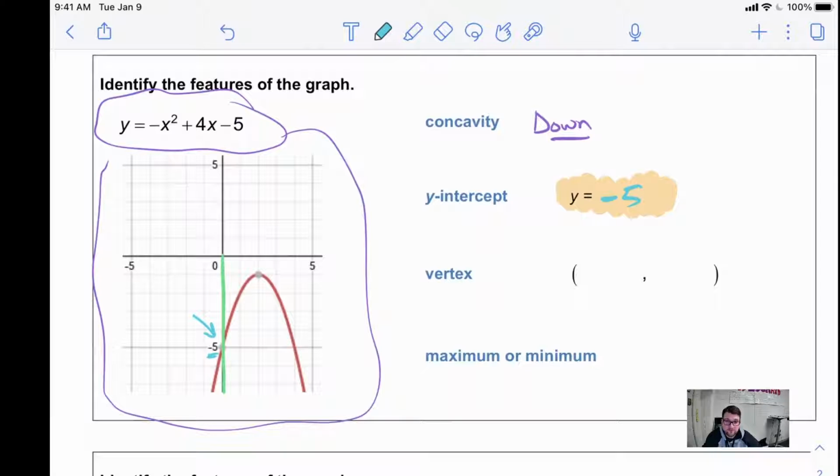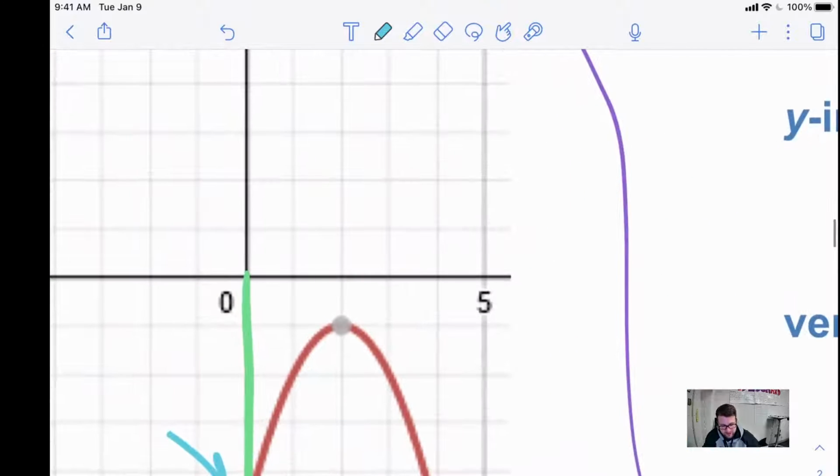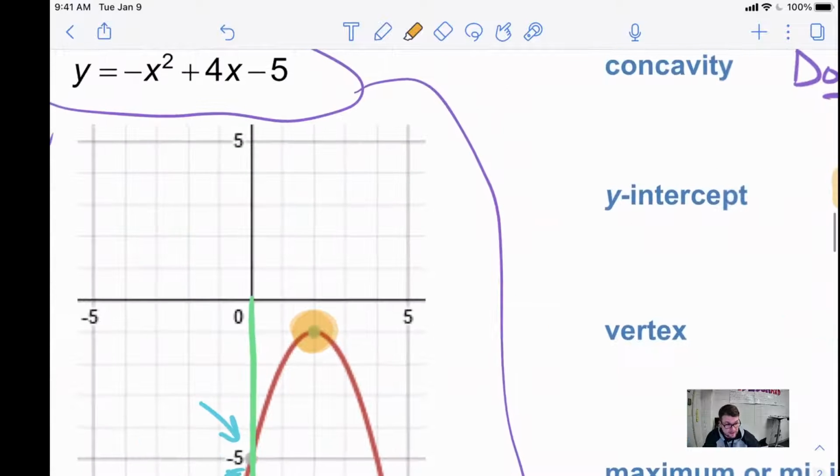Now, for the vertex in this problem, we just need to identify either the high point or the low point. Hopefully you can put your finger on the vertex and say that the vertex is right here, and that's exactly where it is.